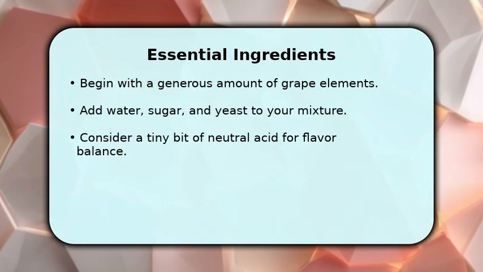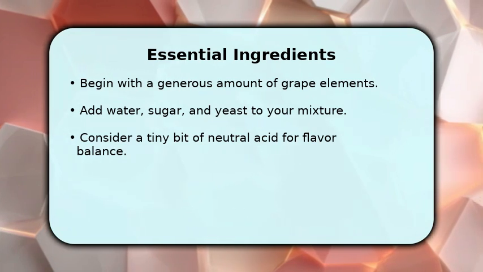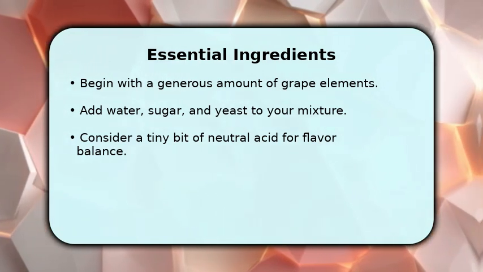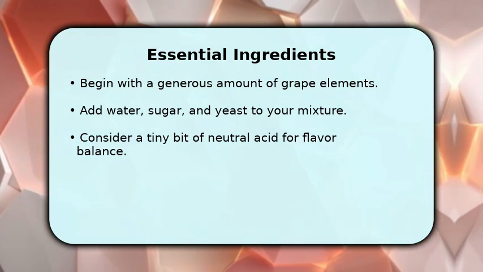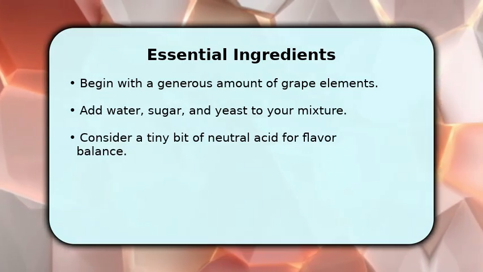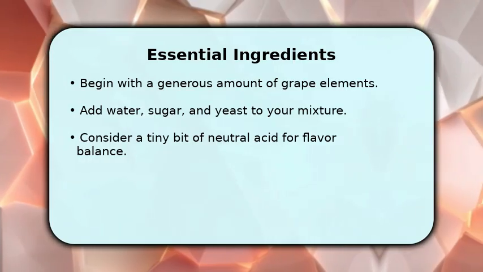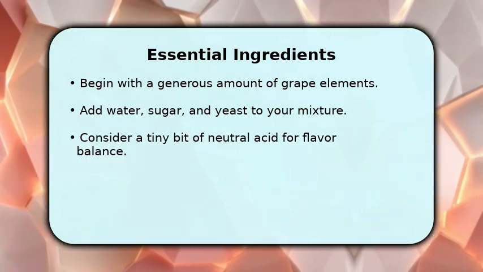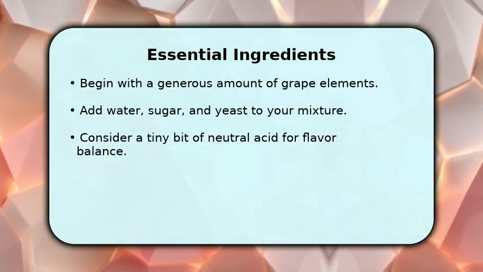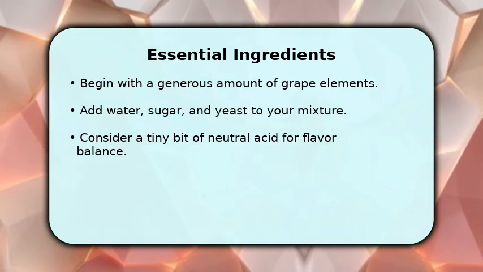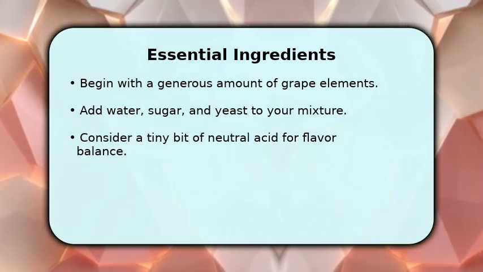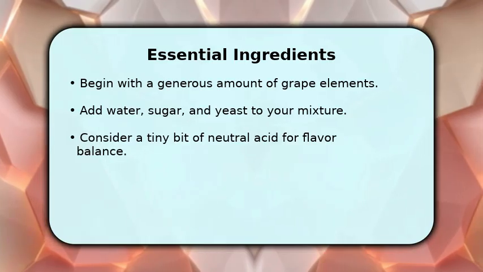To start your winemaking journey, you'll need a few key elements. First, gather plenty of grape. Then, introduce water, sugar, and yeast into your container. Some players also like to add a very small amount of neutral acid to enhance the flavor profile. Remember, smashing the grapes can actually speed up the entire process, so don't be shy.